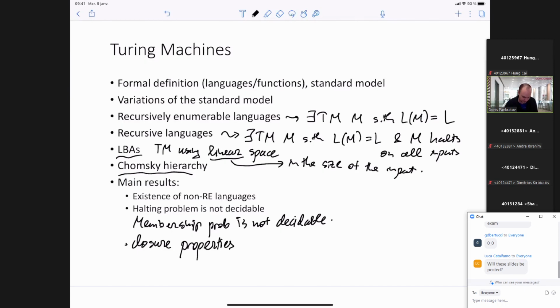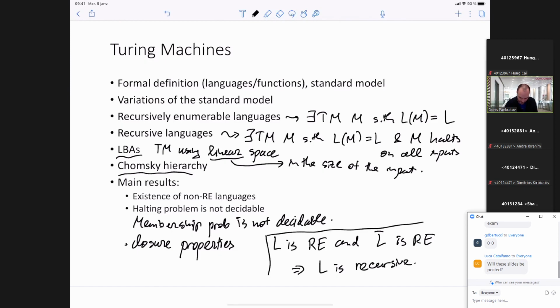And there is one very important, interesting closure property, and that is if L is recursively enumerable and complement of L is recursively enumerable, then this implies that L is recursive. So that's a very important closure property.